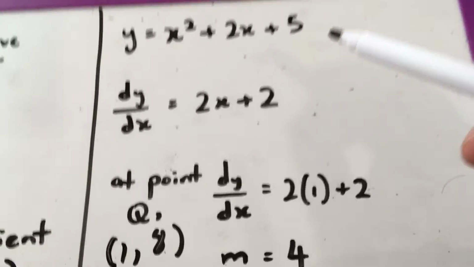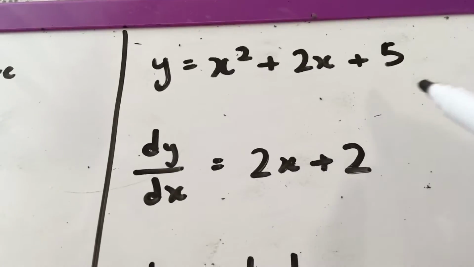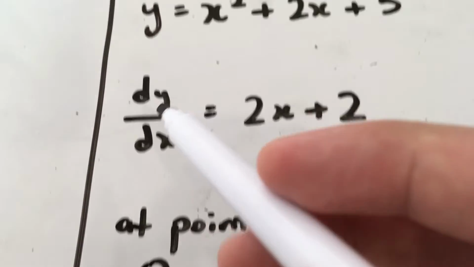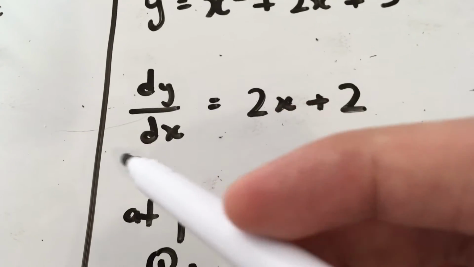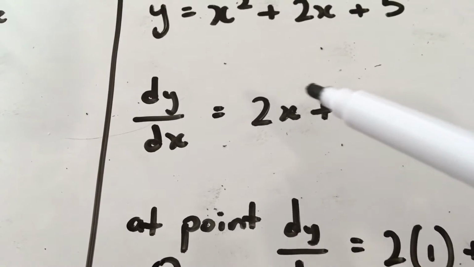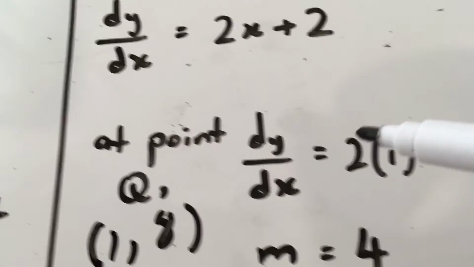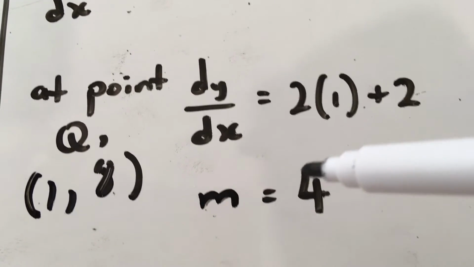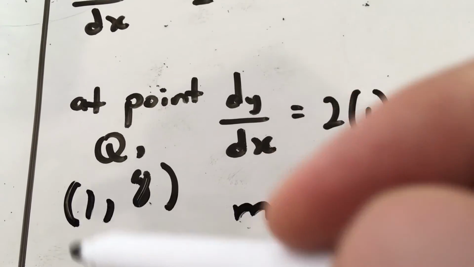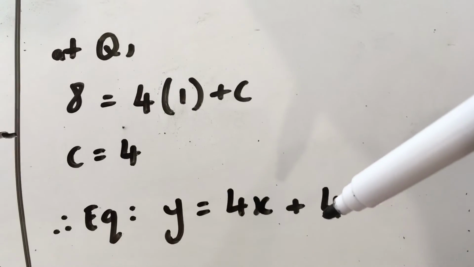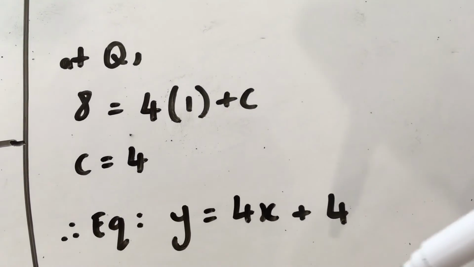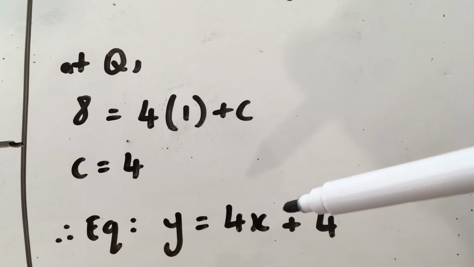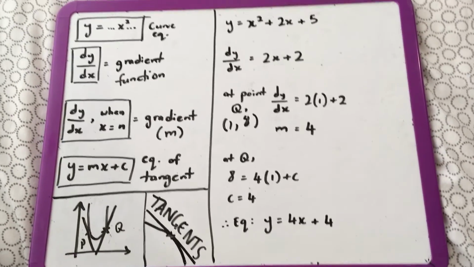So you should have this all in your head by now. This is a curved line equation. This is the differentiated curved line equation, which is equal to the gradient function. And if you sub in the values of x at a certain point, you get the gradient, a number. And if you use this and sub in the values of x and y at a certain point into the y equals mx plus c form, you get a straight line equation, which is the equation for the tangent, right? So this is all about tangents and differentiation.